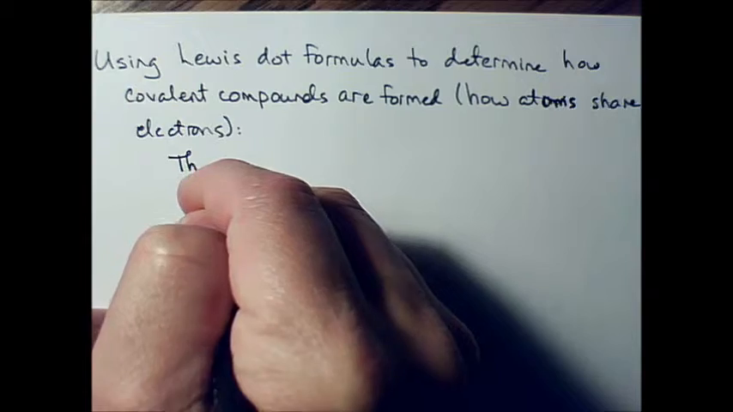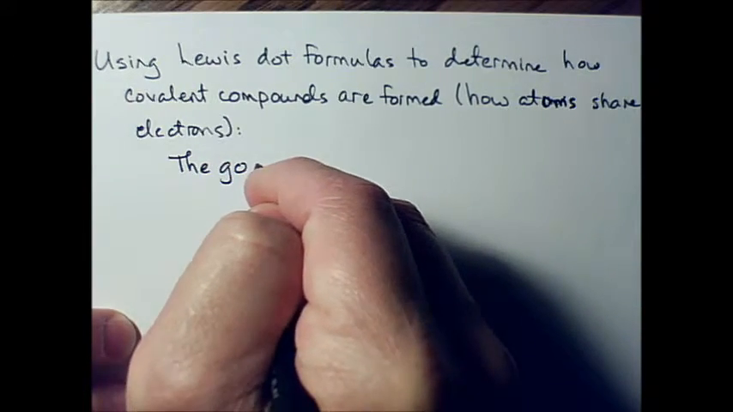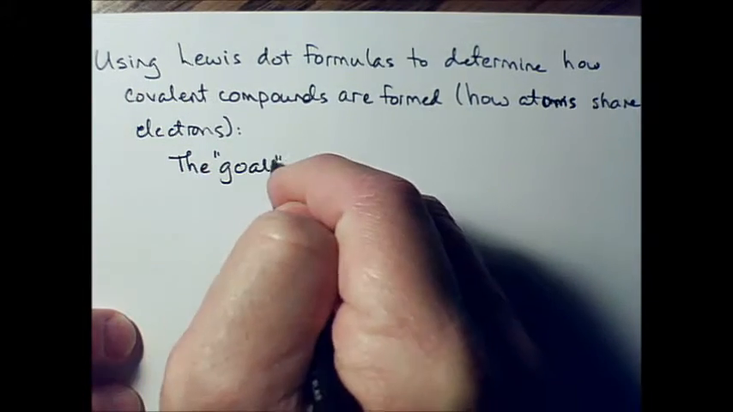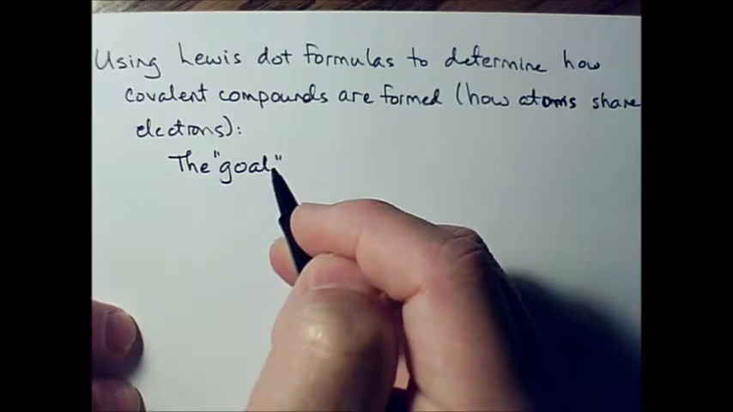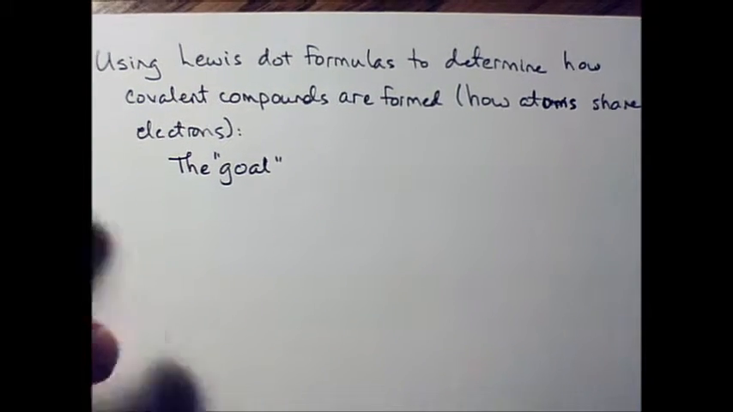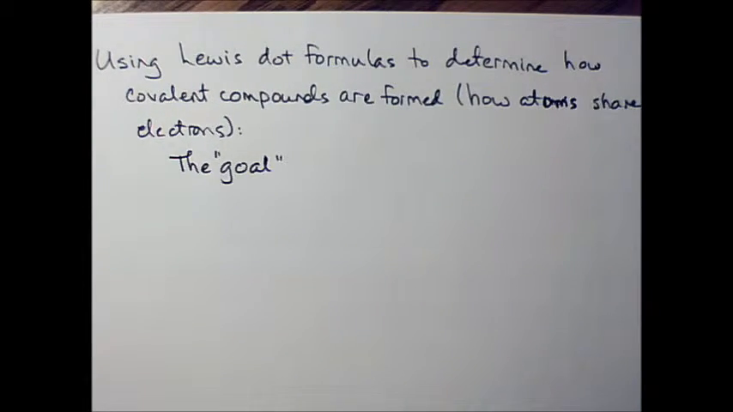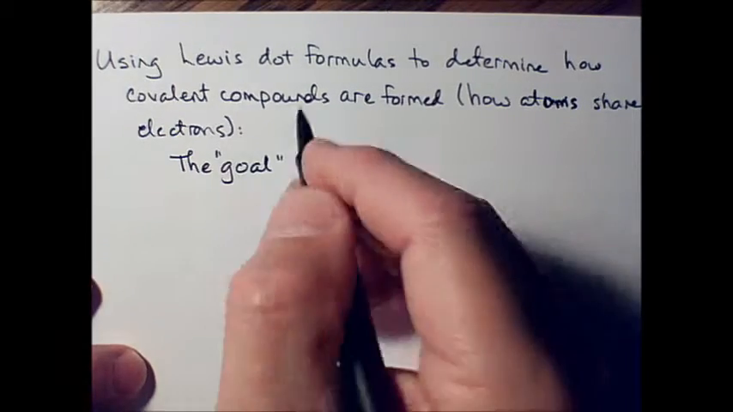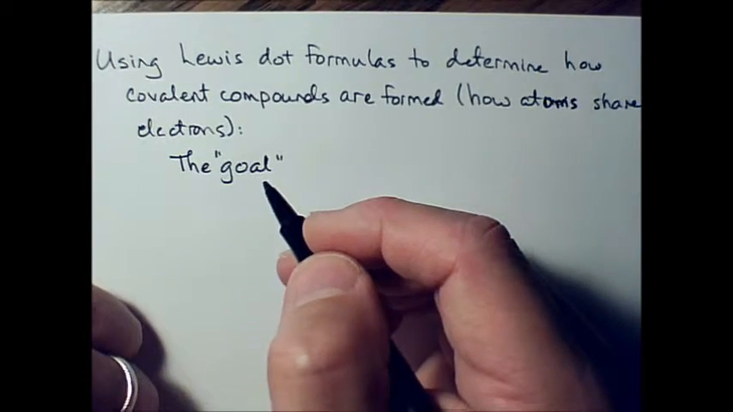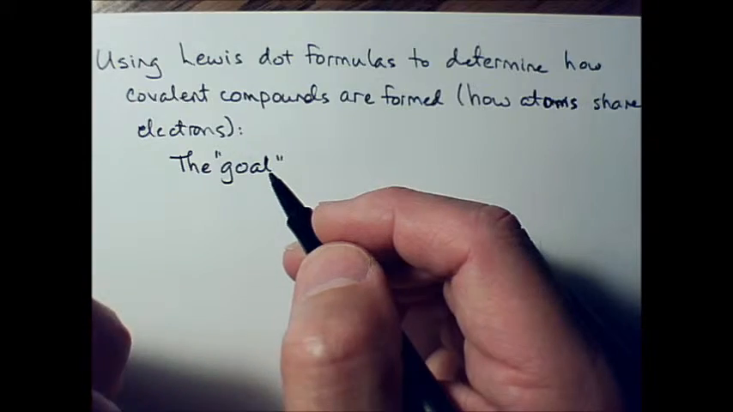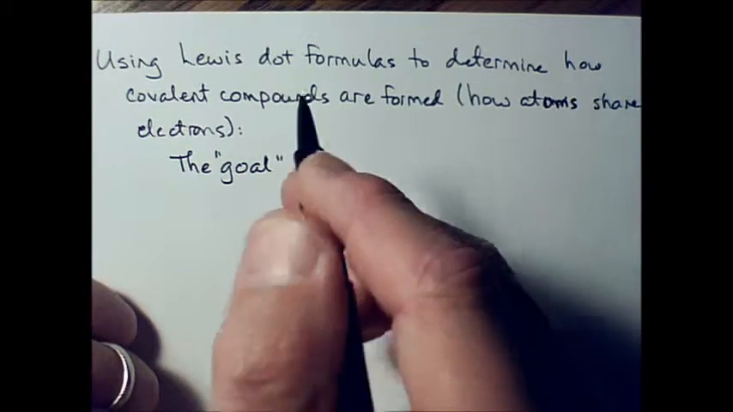The goal, if we can call it a goal, using the word goal kind of implies that an atom has will, and atoms don't think, so they don't have a will. But the goal for covalent bonding is the same as for ionic bonding.